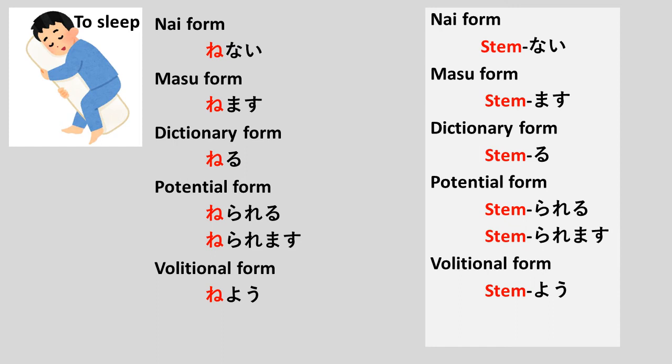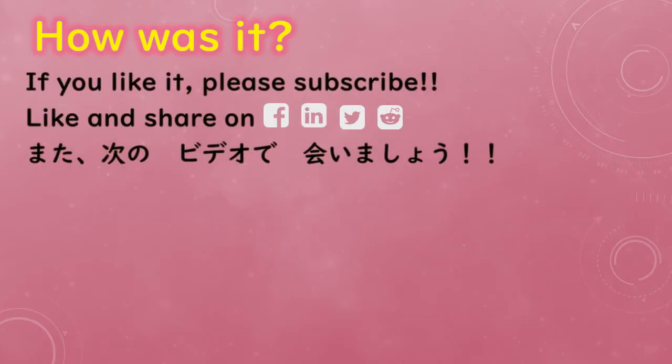Volitional form 寝よう. For the group 2 verb, you keep the verb stem and then you add each form's ending. NAI form, stem plus NAI. Masu form, stem plus masu. Dictionary form, stem plus ru. Potential form, stem plus られる, stem plus られます. Volitional form, stem plus よう. That's it for today.